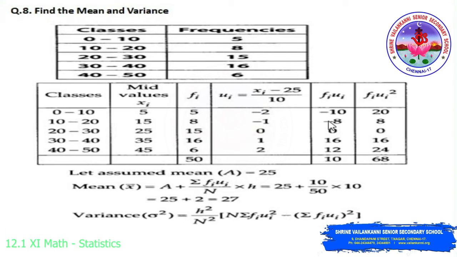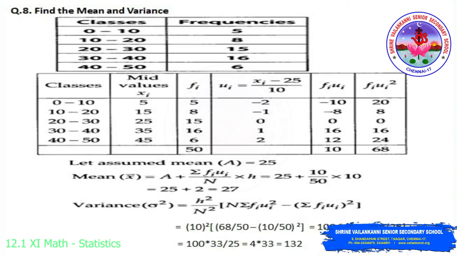Then finding the variance. Here fi into ui square. So first we have to find the square of this ui. Minus 2 whole square is 4. So 5 into 4 we get 20. Then minus 1 whole square is 1. 8 into 1 is 8. So 15 into 0, 0. Then 16 into 1 is 16. Here 2 square is 4. 4 into 6 is 24. So adding these numbers we get 68.